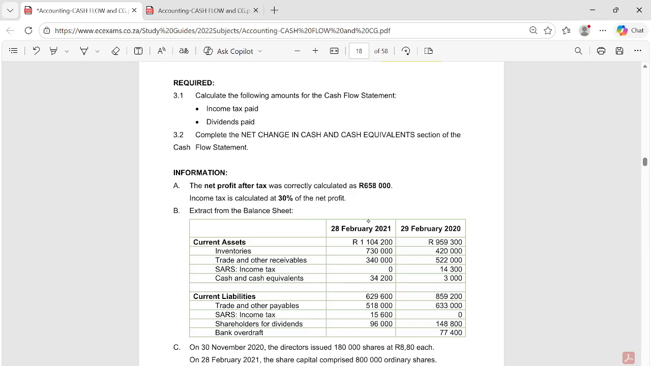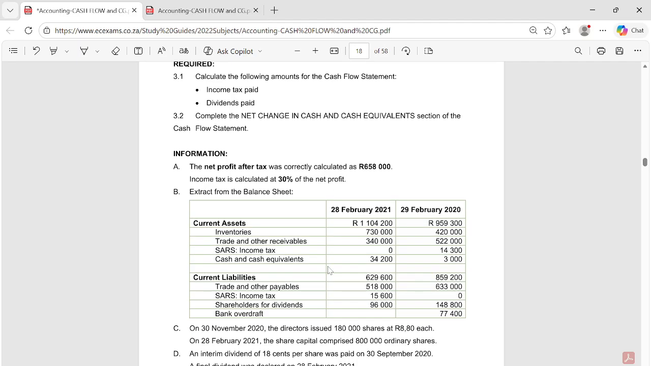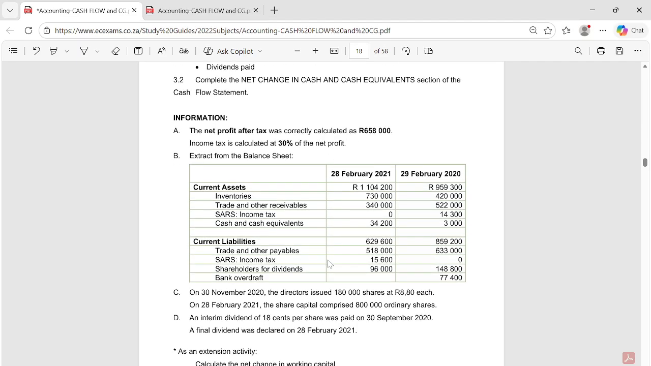Now I have to look for my interim dividend, right? If you can see from information D, I'm having an interim dividend of 18 cents per share was paid on 30 September 2020, right? And a final dividend was declared on 28 February. This final dividend has not yet been paid. So this one has been given to us, but we have to look for our interim dividend. It has been given to us in cents, meaning you have to look for our number of shares, right?